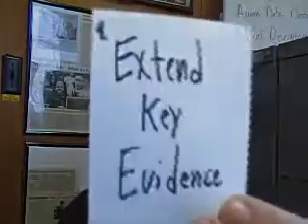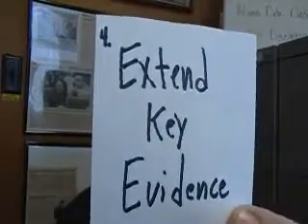Now let's check out tip number 4. This one's pretty simple. Extend key evidence. After a debate round, if a judge wishes, they can ask for your evidence so they can read it. That means in your last couple speeches, you want to be emphasizing the best evidence that you've read in the debate round. Tell the judge why the evidence is so important. Compare it to the evidence of your opponents and say why your evidence is superior.